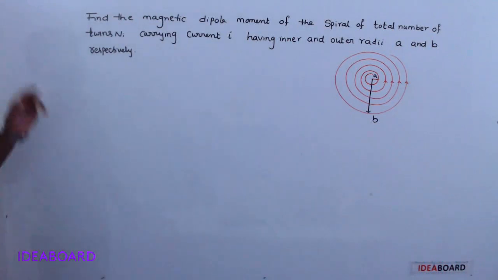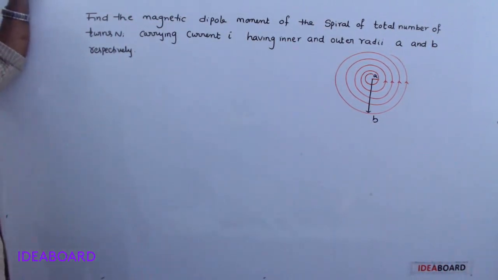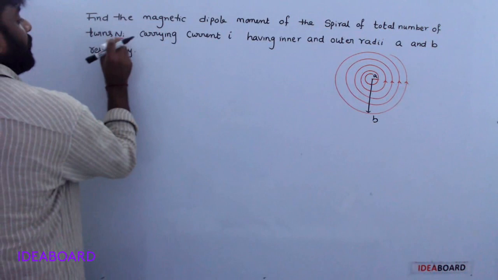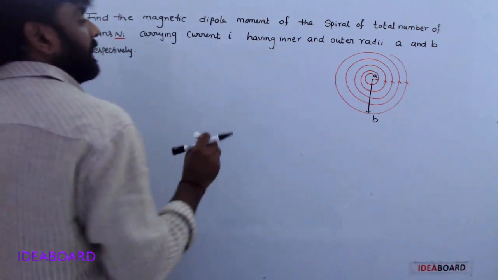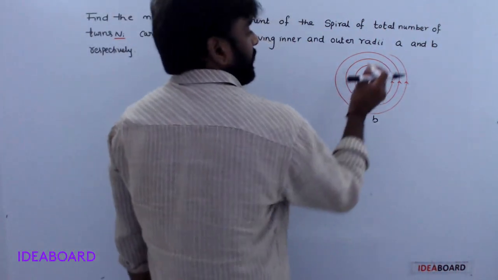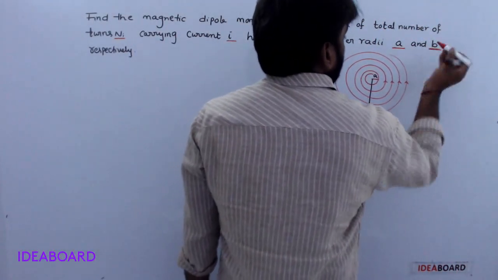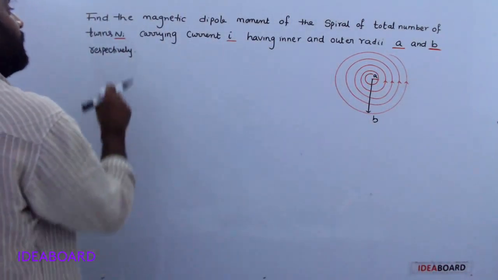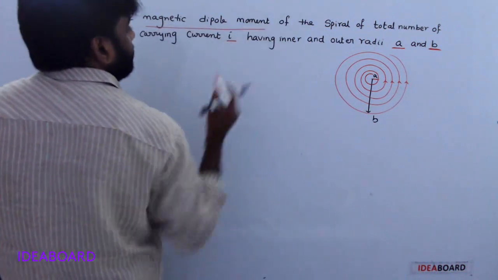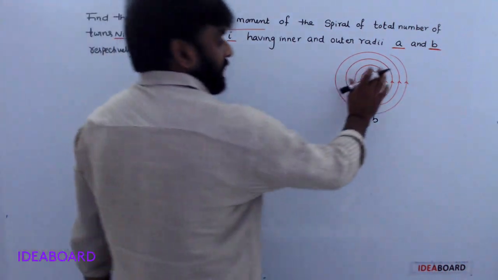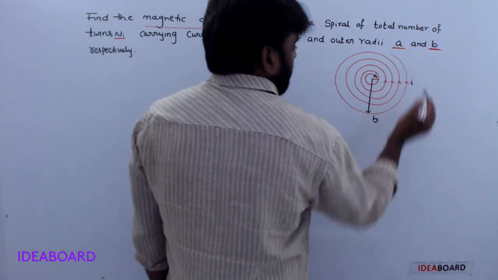See here, find the magnetic dipole moment of the spiral of total number of turns N, carrying current I, having inner and outer radii A and B respectively. What is the required quantity here? Magnetic dipole moment. It is a spiral, and the passing current is I.